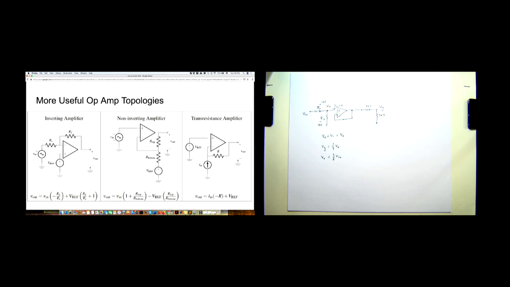Now, we're going to wrap it up with some more useful op-amp topologies. I really suggest that you add those topologies to your cheat sheet so that you can have them for any design problems that you're asked. The inverting amplifier topology, where you have connected your input to the minus terminal, you have Rs and Rf, then Vout is minus Rf over Rs times Vin. If you have a reference voltage, you have this term over here as well.